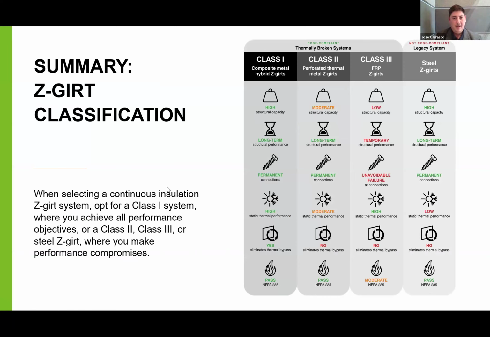If you want a system that you don't have to worry about making any performance compromises, class 1 is your way to go. If for some reason there are performance compromises that can be made with your project, again, a class 2 or a class 3 system may make sense, but it's important to know where those performance compromises will be made. And you can do that by, again, going to greengirt.com. There's an interactive version of this chart on the website, tons more research and information behind each of these 6 performance criteria on there.